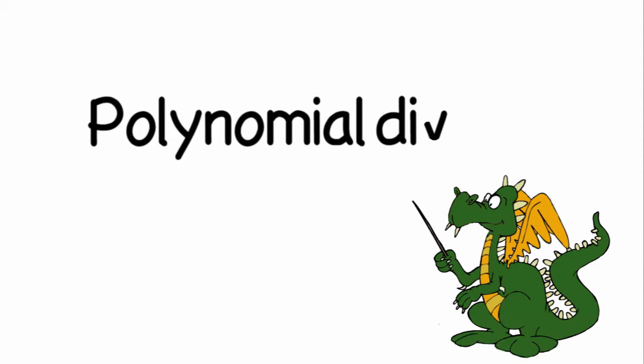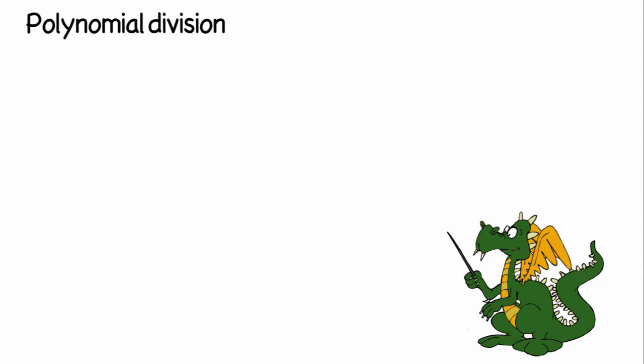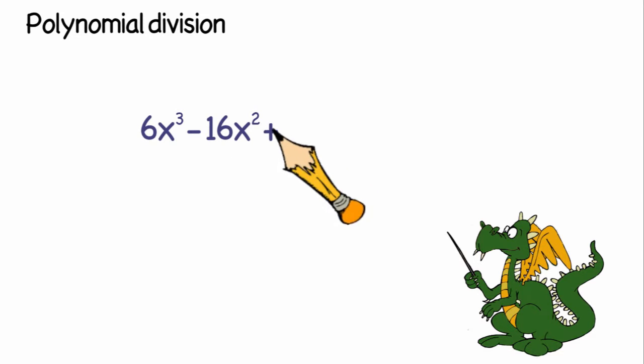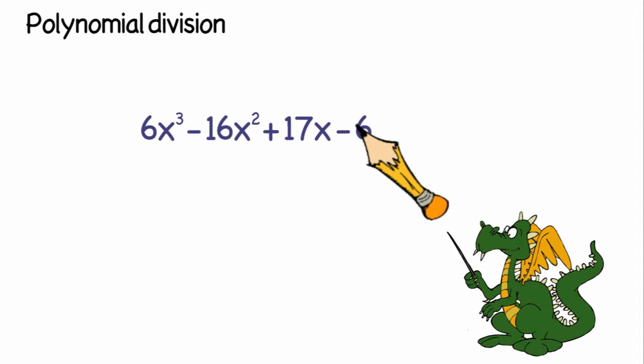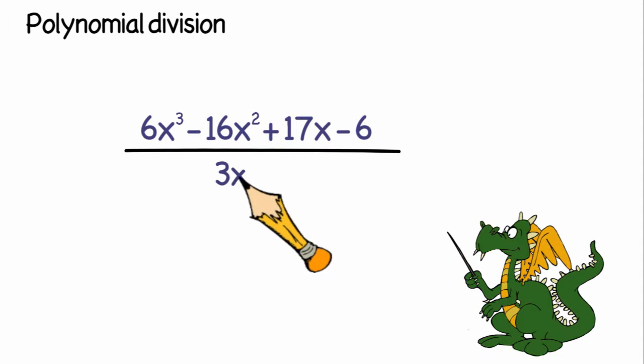Let's look at polynomial division. We will start by looking at the fraction 6x cubed minus 16x squared plus 17x minus 6 over 3x minus 2. Often when we try to simplify fractions, we first try to find a factor that will go into both the numerator and the denominator. But in this case, factoring would not be too easy.